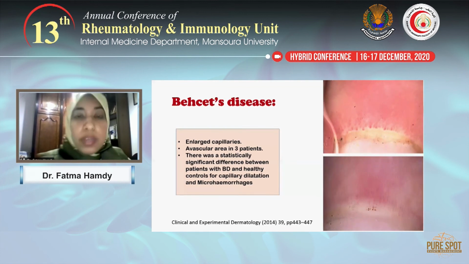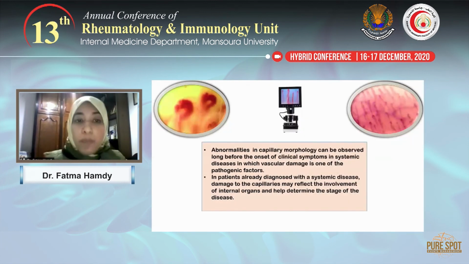Finally, I'd like to say that abnormalities in capillary morphology can be observed long before the onset of clinical symptoms in systemic diseases in which vascular damage is one of the pathogenic factors, like systemic sclerosis and many other immune connective tissue disorders. In patients already diagnosed with systemic disease, damage to the capillaries may reflect the involvement of internal organs. For this reason, capillaroscopic examination is very important.